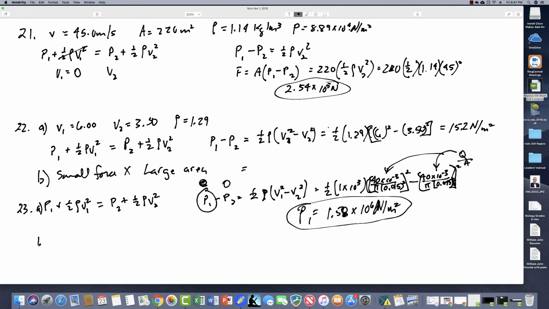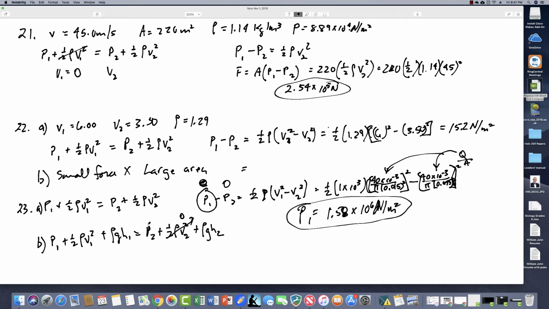Now the second part of this asks for the height. Now you have to introduce that new term. So you have P1 plus 1/2 rho V1 squared plus rho g H1 is equal to P2 plus 1/2 rho V2 squared plus rho g H2. And we want H2 here. This is canceled out because when it reaches its maximum height, V is equal to 0.